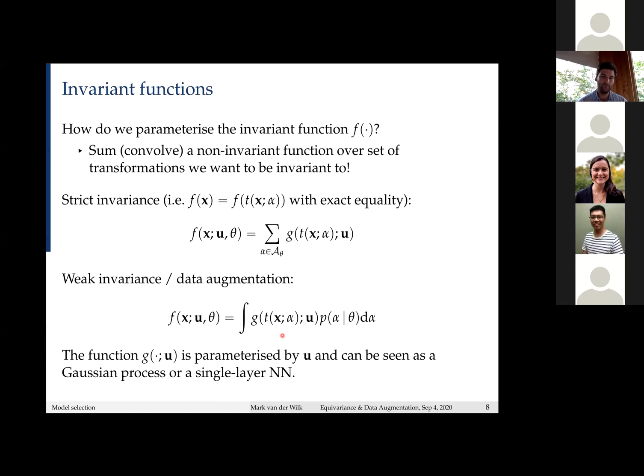So what we have here is now a mapping from a non-invariant function g, which we can parameterize using a neural network or a Gaussian process, to an invariant function f. And what's also noticeable is that this is a differentiable mapping. Now, the difficulty here is that we can't actually compute this integral, but at least the mapping is in principle differentiable. So how do we get around this?